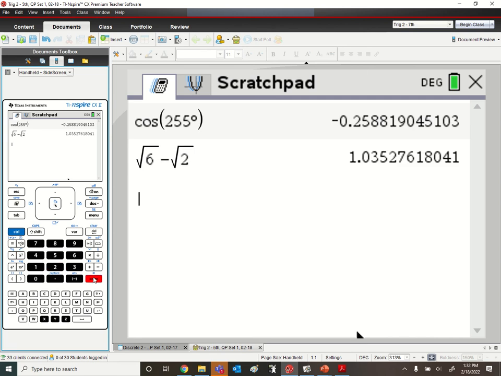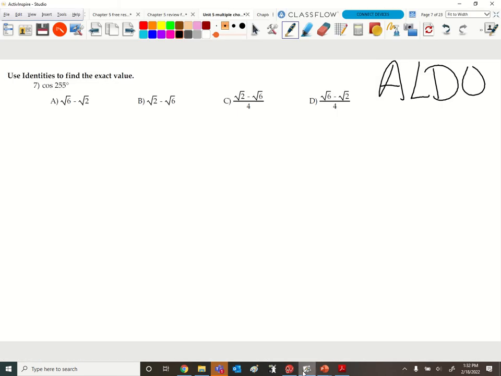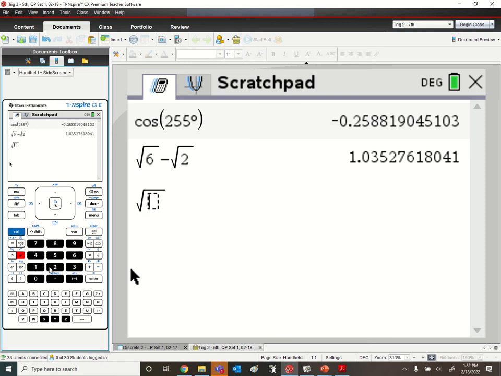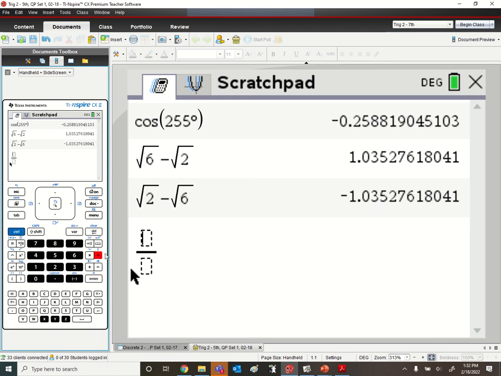Is that the same? No. Rad 2 minus rad 6. Is that the same? No. And this other one is, let's see, so it's rad 2 minus rad 6 over 4.